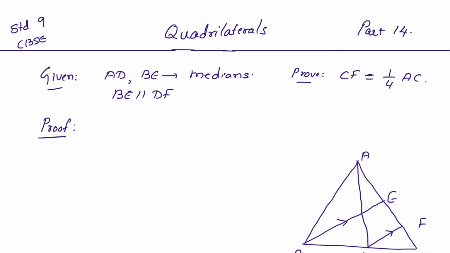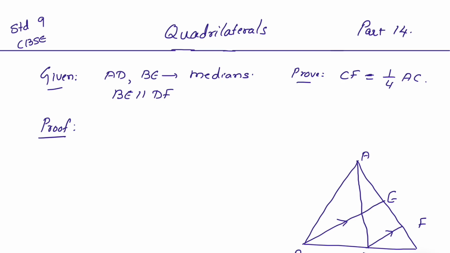The chapter is Quadrilaterals for standard 9. It's part 14. So we are doing problems related to the midpoint theorem. The question here is AD and BE are medians.